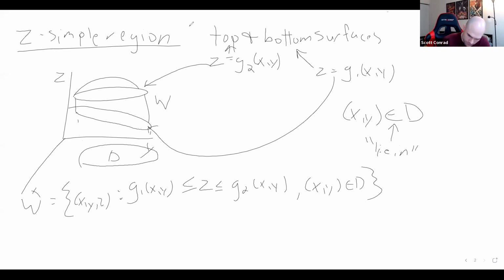So the way we integrate a function of 3 variables over a z-simple region is, well, z is the guy bounded by functions of x and y. So z is bounded by functions of the other 2 variables. So we need to integrate with respect to z first.